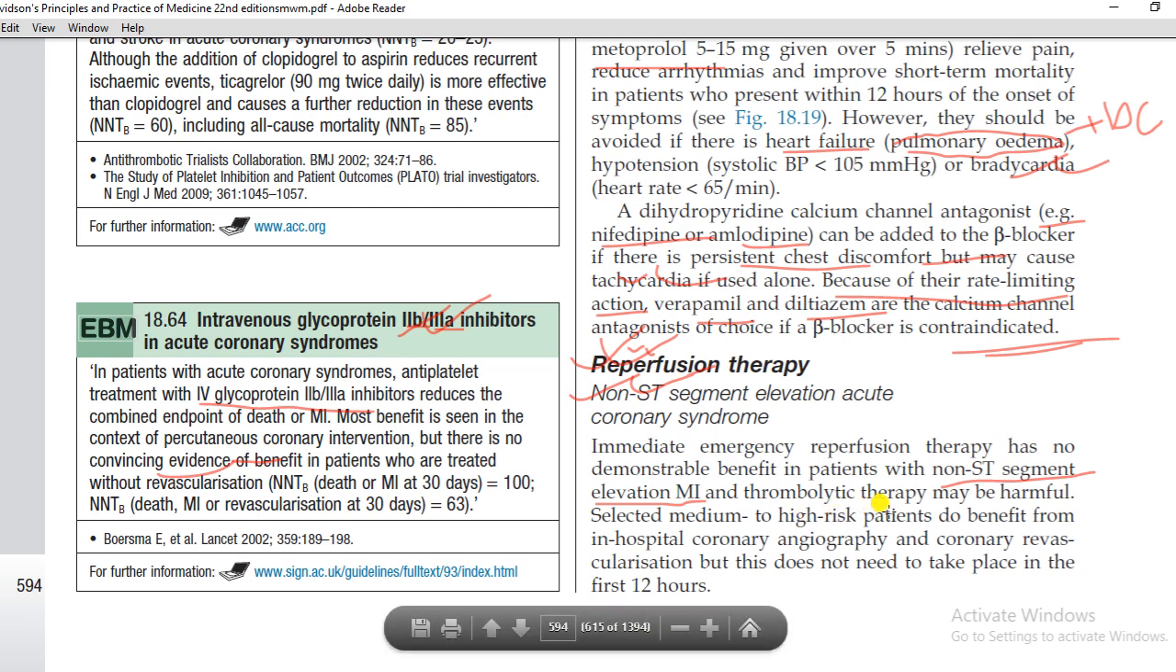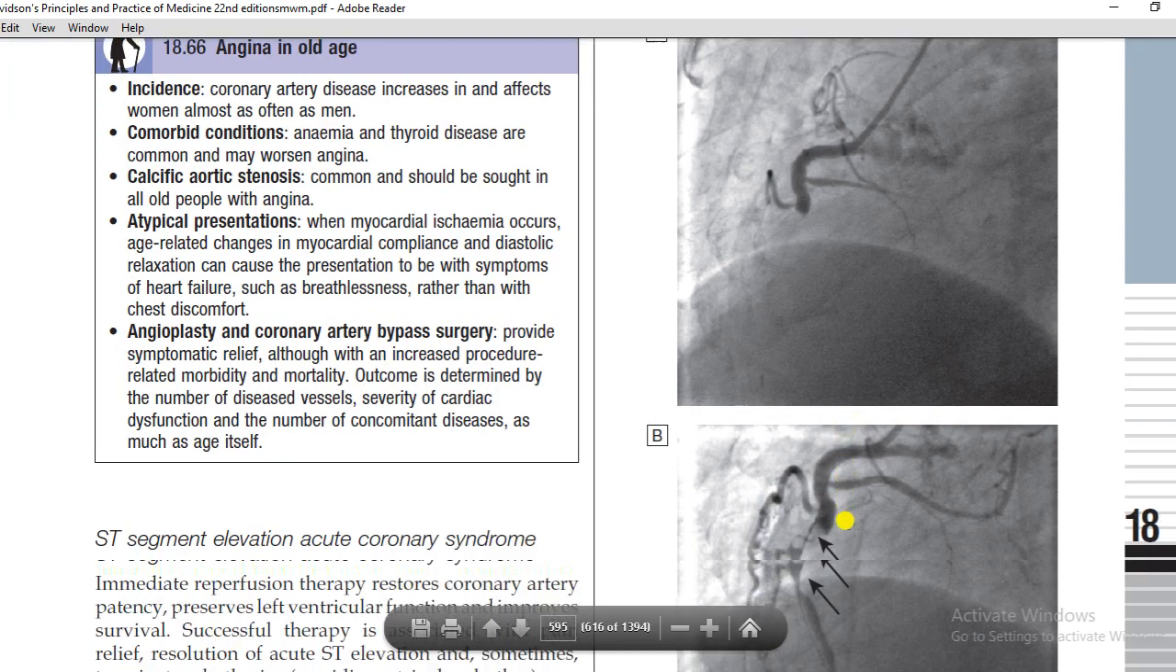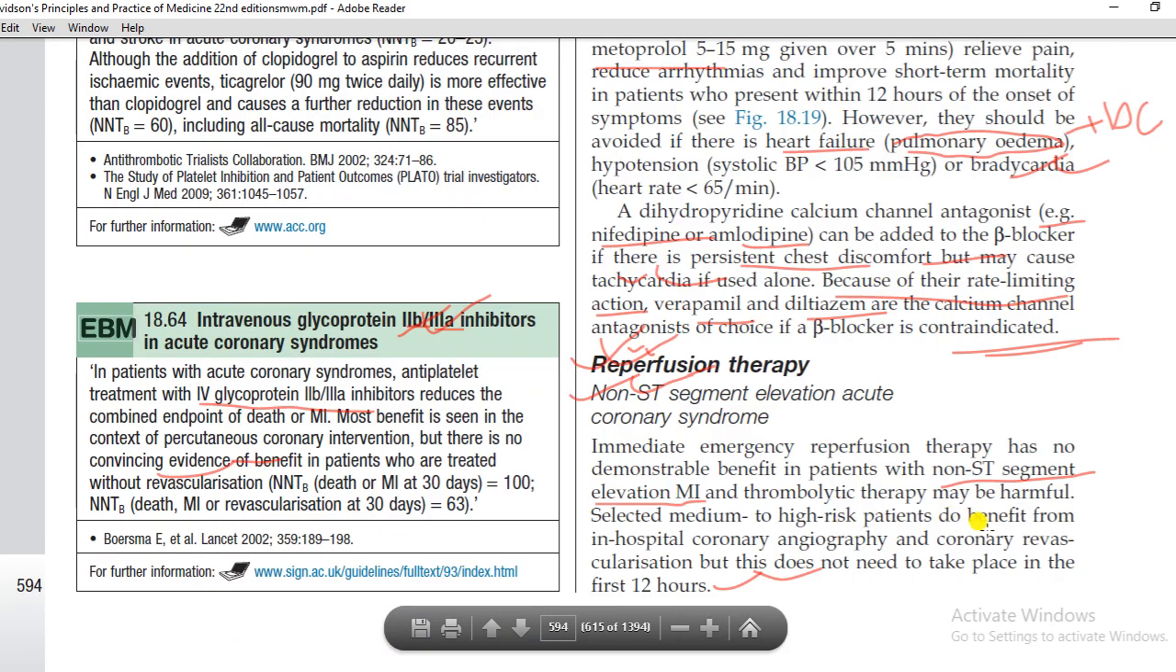Selected medium to high risk patients do benefit from in-hospital coronary angiography and coronary revascularization, but this does not need to take place in the first 12 hours.